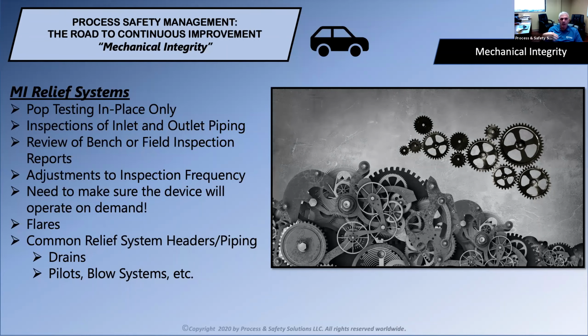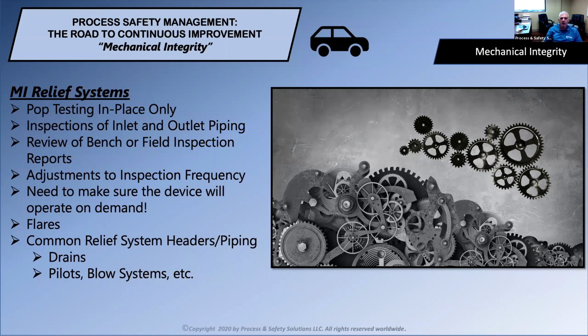We need to review bench and field inspection reports. So that means pulling that relief valve out and doing an internal inspection of the relief device itself, plus looking at the internal and external piping to make sure that there's no fouling. And if there is fouling, then we have to address those and make adjustments to the inspection frequency that we currently have. We need to make sure that the device will operate on demand. That's the whole reason we do ITPM on relief devices, is to make sure that they respond when they're needed and respond in the correct way, at the right set pressure and at the right capacity.